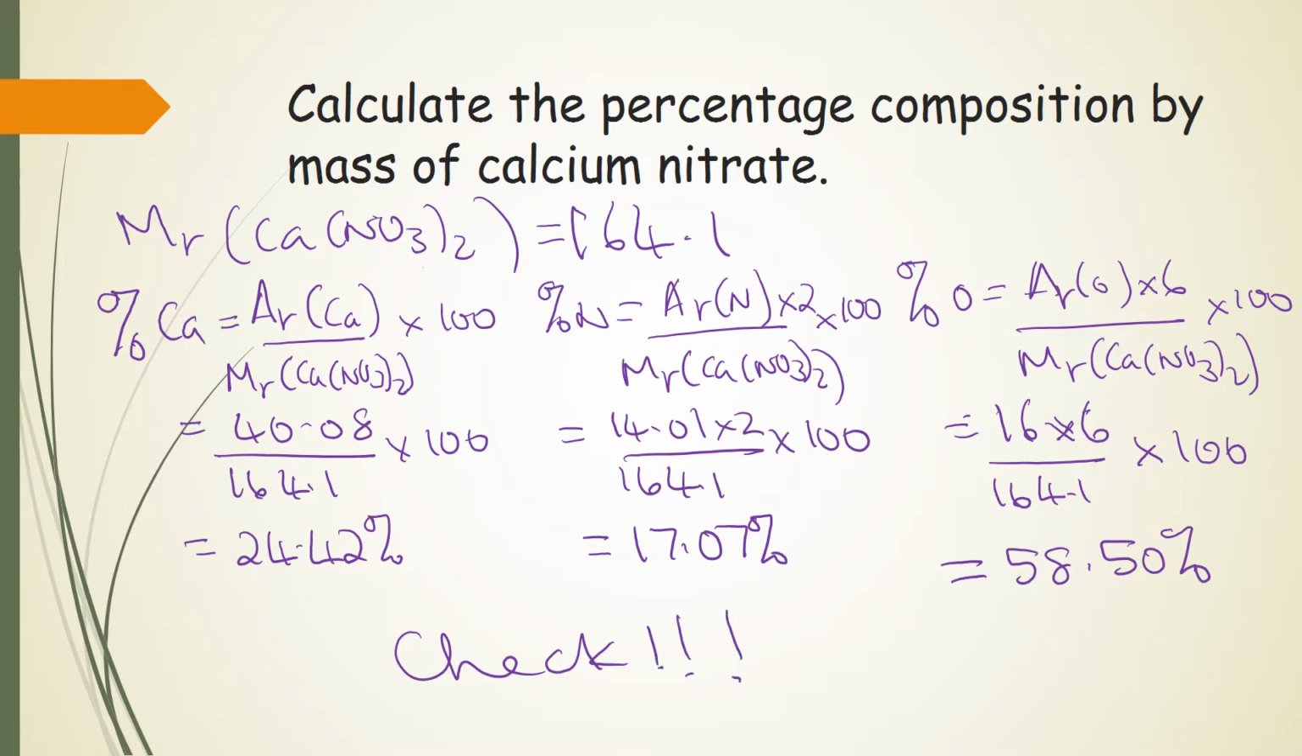Our last step is to check, does it add up to 100? So 24 add 17 add 58, and that comes out to 99.99, so that's close enough because of rounding, and it's perfect.